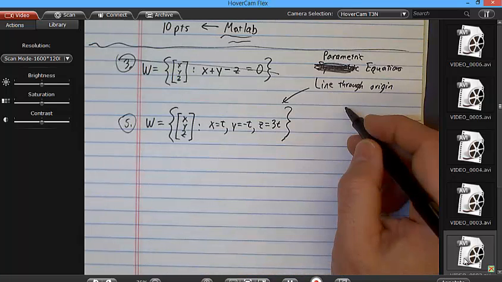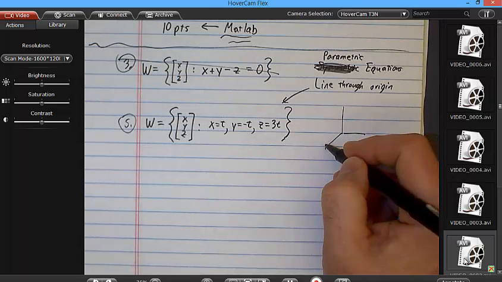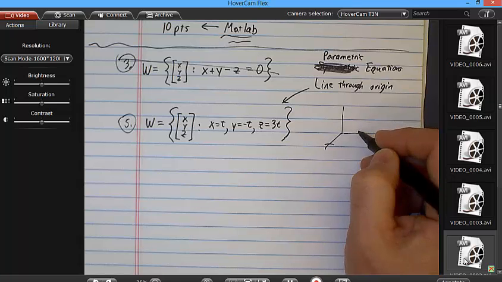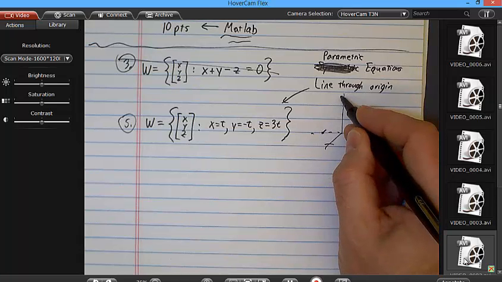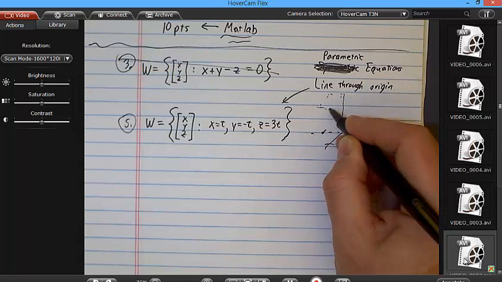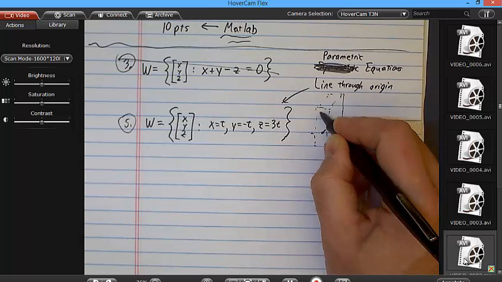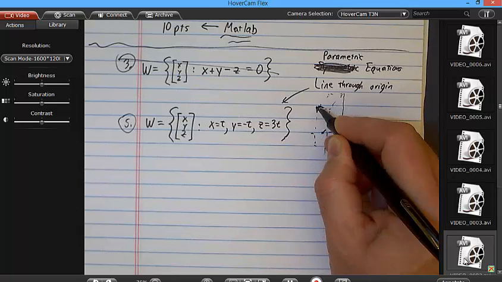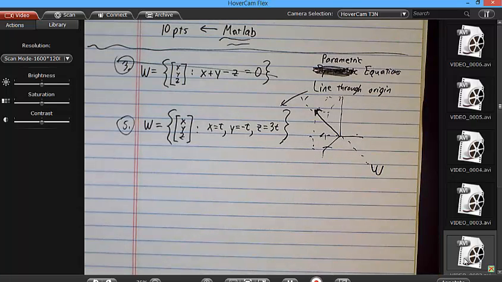So if I had to draw W, well, I would come out 1 in the x direction and back 1 in the y direction. And then I'd come up 3 in the z direction. And so I'd probably try to draw this rectangular prism. And then I'd say, okay, this is the line. It goes from the origin to that corner of the rectangular prism. That's W. We'll see if my television audience at home likes my drawing. I think it's pretty good, considering it's monochromatic.